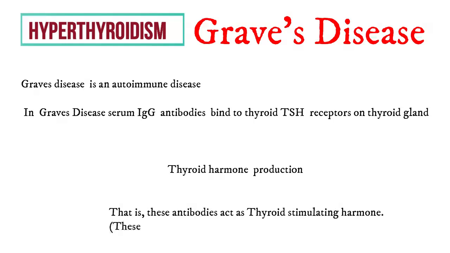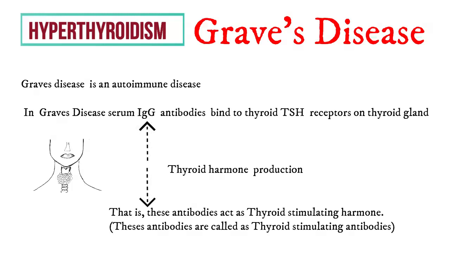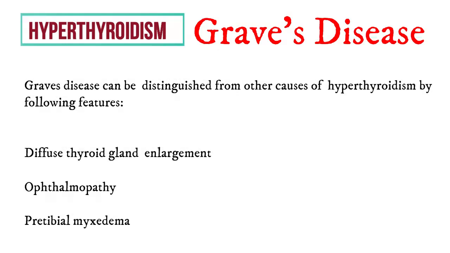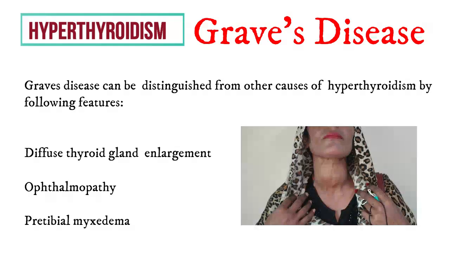Basically, Graves' disease is an autoimmune disease, in which serum IgG antibodies bind to TSH receptors on the thyroid gland and lead to thyroid hormone production, that is, these antibodies act as thyroid-stimulating hormone. These antibodies are called thyroid-stimulating antibodies. Note that Graves' disease can be distinguished from other causes of hyperthyroidism by the following features, like diffuse thyroid gland enlargement, ophthalmopathy, and pretibial myxedema.